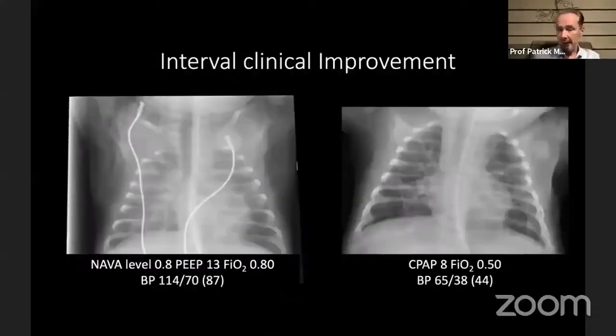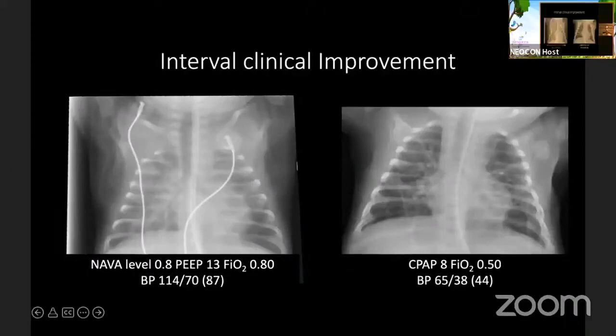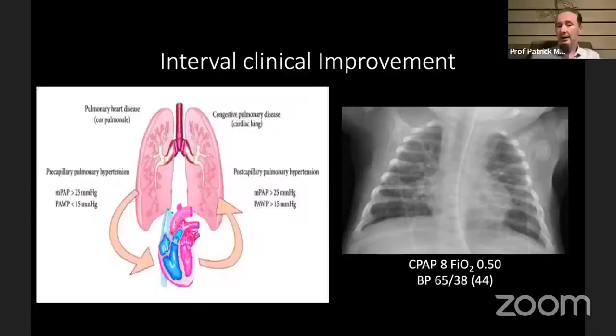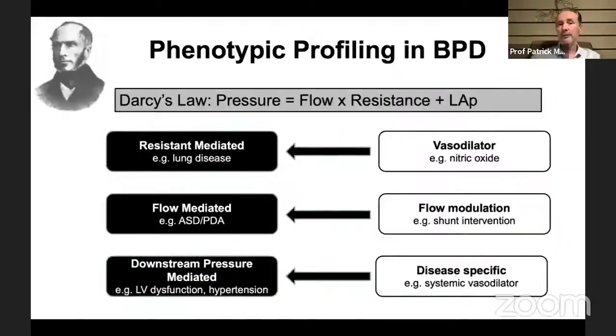So going back to the baby you just saw, what happened after we gave him enalapril, you can see his chest X-ray improved remarkably. His blood pressure fell and his respiratory support improved significantly over the next few weeks. So it's important to recognize that when we're thinking of BPD and pulmonary hypertension, we've got to go back to physiology. Pressure is the product of flow times resistance and left atrial pressure.